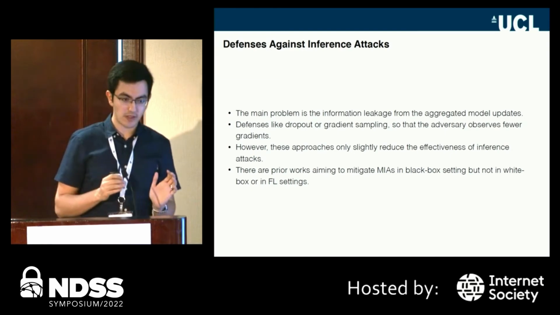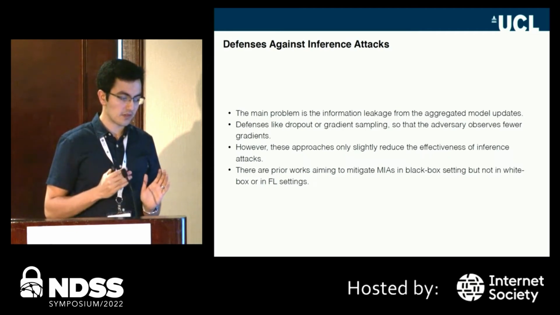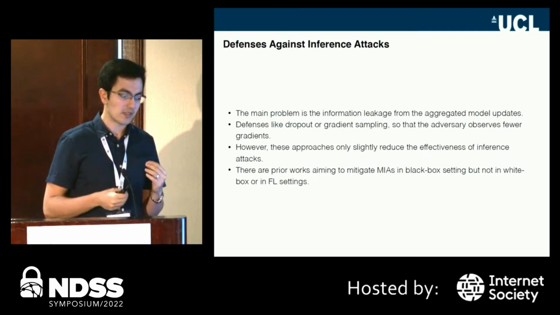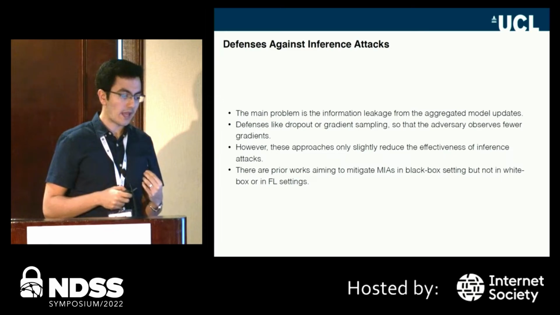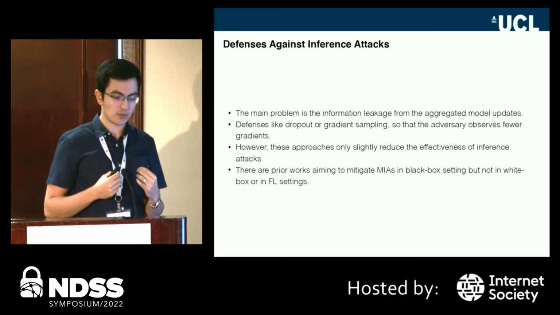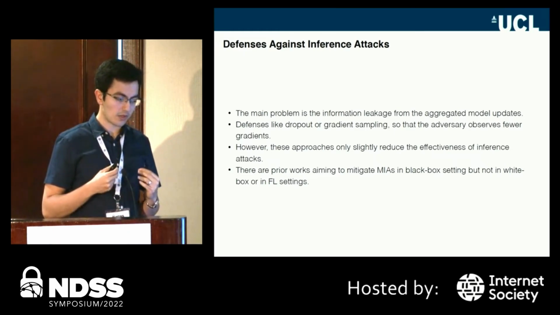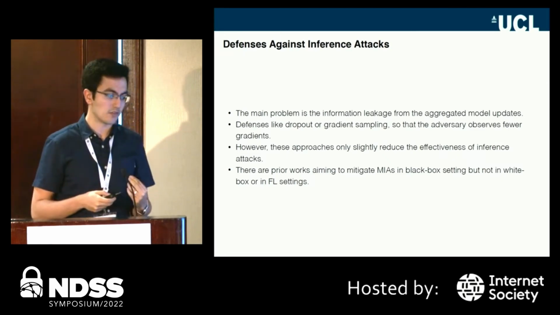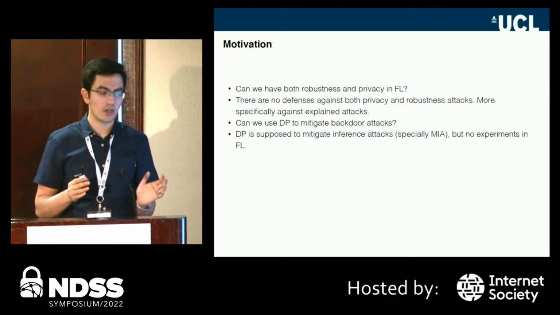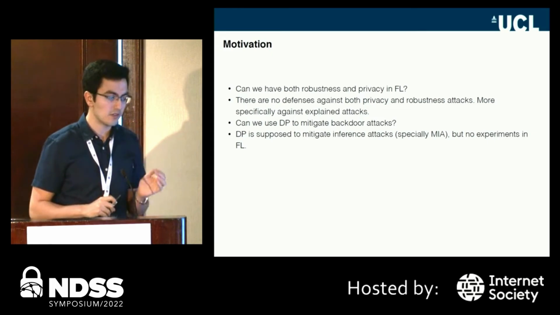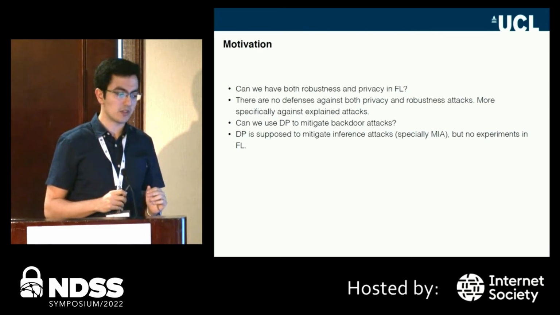So for these inference attacks, the problem is the leakage from the model updates. And there are defenses like dropout or gradient sampling, but basically they don't reduce the accuracy of these attacks that much. And we know that differential privacy is supposed to defend against the inference attacks, but there is no previous work that experiments with that in federated learning. So the motivation here is: can we have both robustness and privacy in federated learning, and also does differential privacy actually mitigate the backdoor attacks or not.